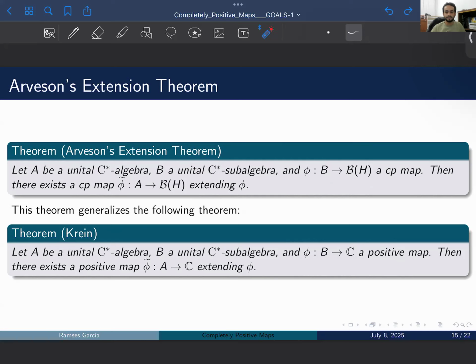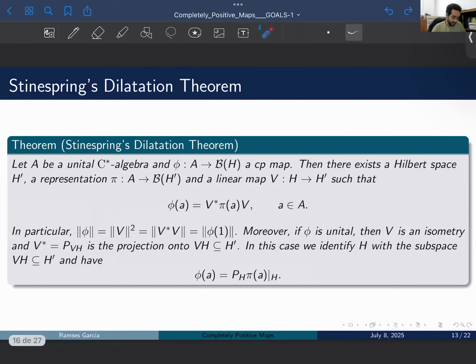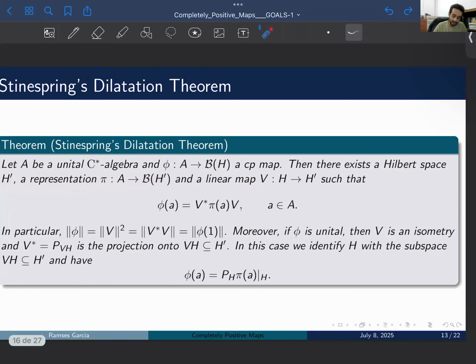So I'm going to prove Stinespring's theorem. Here we have it. The Stinespring theorem assumes that you have a unital C-star algebra and a completely positive map, and we need to construct a new Hilbert space, a representation, and a linear map.